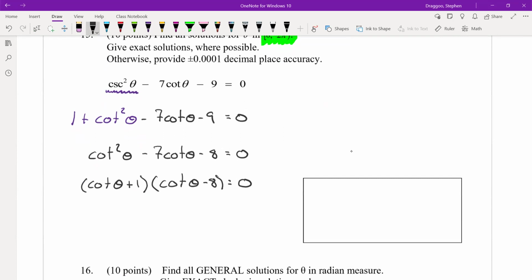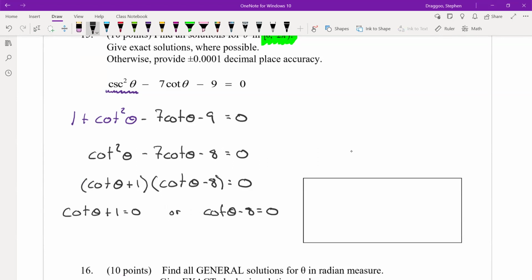From there, I can separate out these two factors using the zero product principle to say that either cotangent theta +1 is equal to 0, or cotangent theta -8 is equal to 0. One of those two must be true in order for this equation to work out. I'll create a little bit of extra space here, just to be clear that these are two different paths we'll be going down.